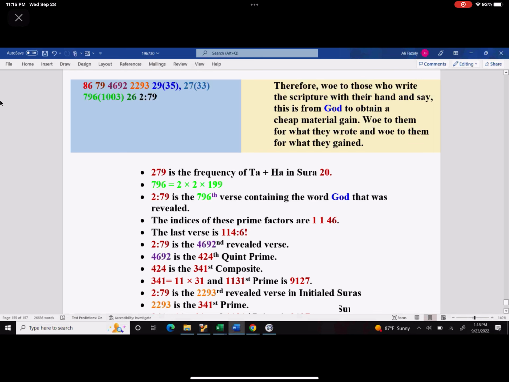So again, the order of revelation tells you that yes, this has to be 9127. Now, note here that all of these numbers that I'm telling you are independent of chapter 9. Because chapter 9 was revealed later. It was the 113th chapter that was revealed. There was only one chapter revealed after that, which is 110, and it's a very short chapter. It only has 3 verses.